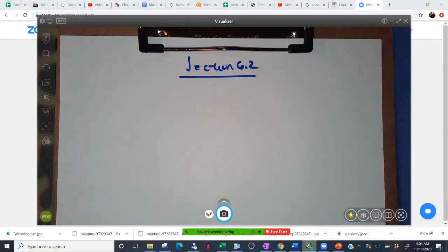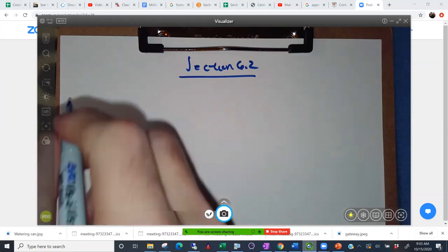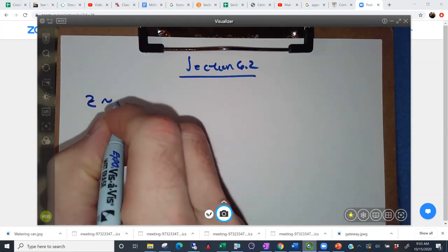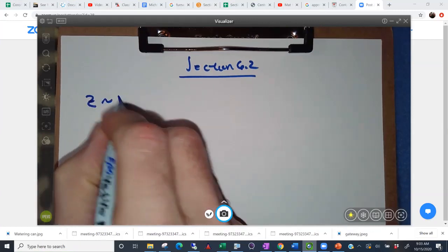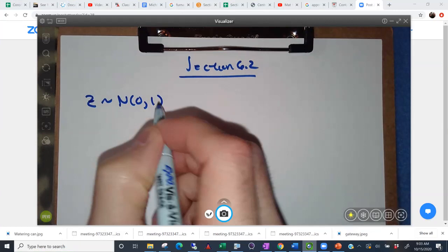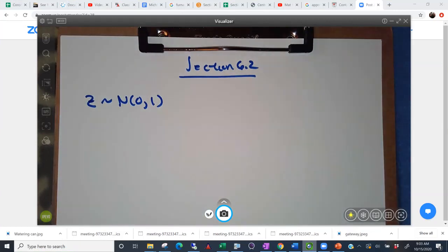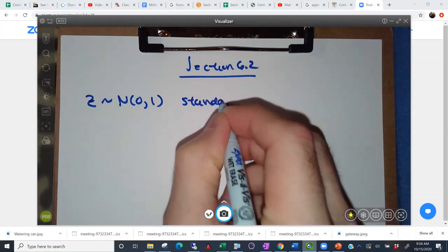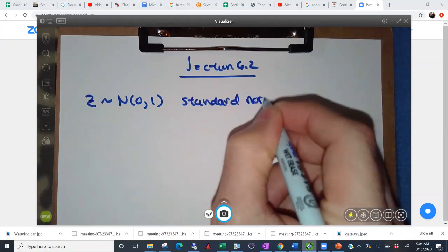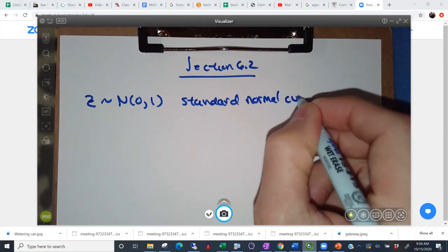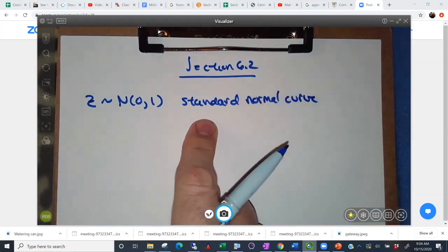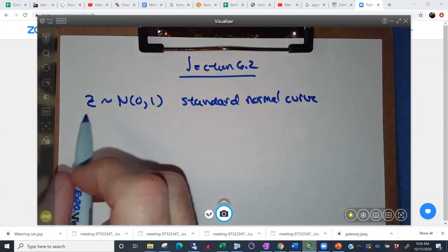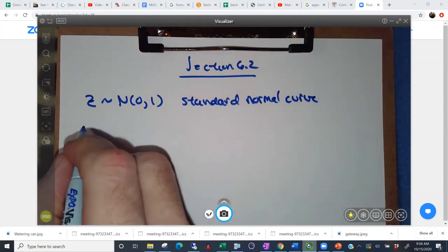So we've talked about the standard normal curve. That's a z variable, and let me write it like this. It is distributed normally with a mean of 0 and a standard deviation of 1. That was our standard normal curve. And there's only one standard normal curve. The rest of them are normal curves, but they're not the standard normal curve.